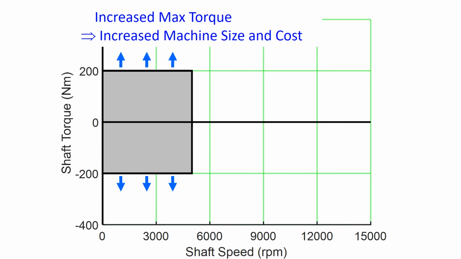In this lecture we have shown that an increase in the required maximum torque will lead to increased size of the electric machine and a cost which increases roughly linear to the required torque.